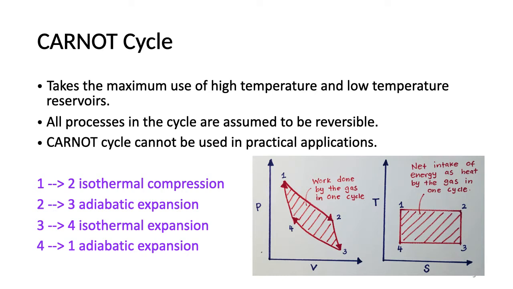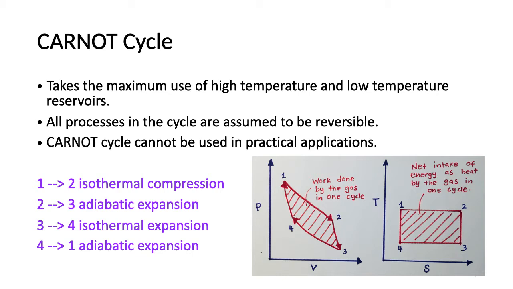Carnot cycle. The Carnot cycle has two advantages over other cycles. It makes maximum use of high temperature and low temperature reservoirs by operating at the highest and lowest temperatures available for as long as possible. Further, all processes in the cycle are assumed to be reversible. Despite these two advantages, it is impractical to use the Carnot cycle in real process applications.